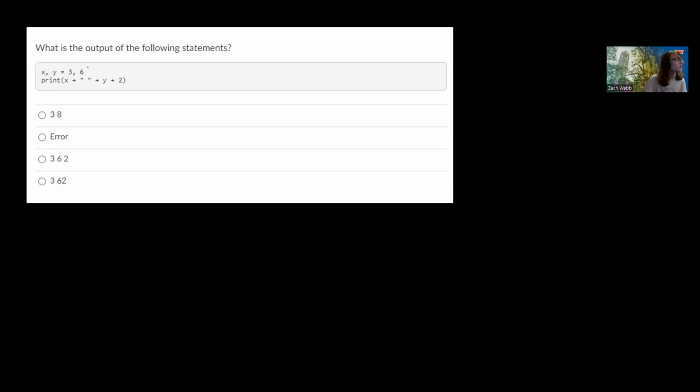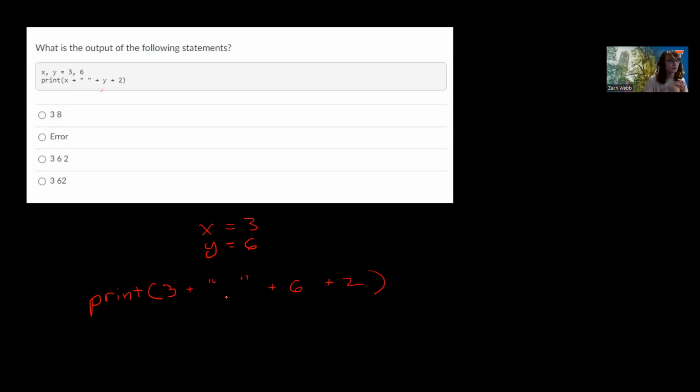So we have this here like a double assignment. These do work. So x comma y equals 3 comma 6 means that x is equal to 3 and y is equal to 6. And then we have a print statement. So once again, let's go in and replace our variables. So we have print 3 plus, and then some quotes with a space in them, plus 6 plus 2.